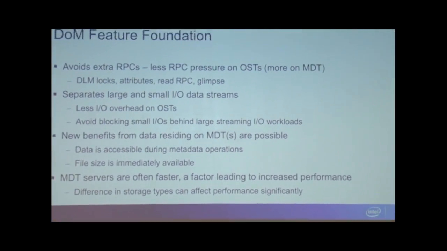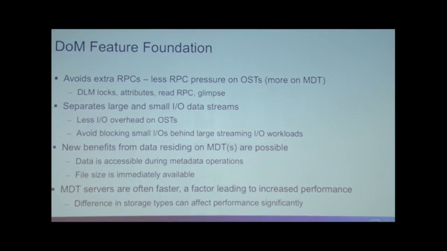As far as the foundation of the feature, again, it aims to improve on those targeted areas of small file I/O performance. It does so by avoiding the RPCs between the MDT and the OST that would otherwise exist if we were writing to the OSTs. That helps us by reducing RPC pressure on the OSTs, although it does increase RPC pressure on the MDT, which we'll talk about later on in the presentation. And it gives us separate large and small file I/O data streams, which will reduce the I/O overhead on OSTs and also avoid blocking those small I/Os behind large streaming I/O workloads.